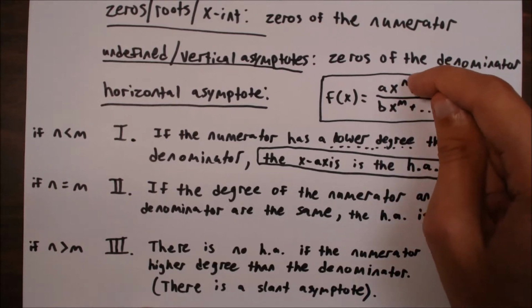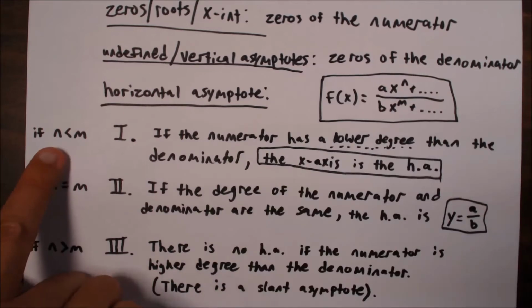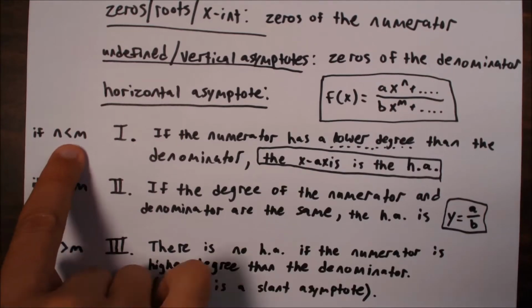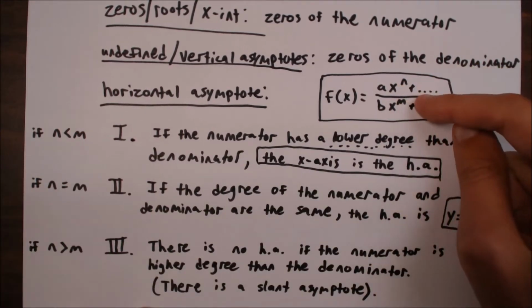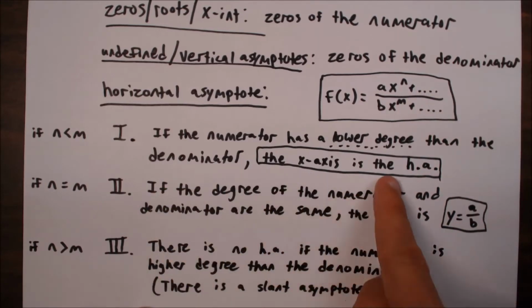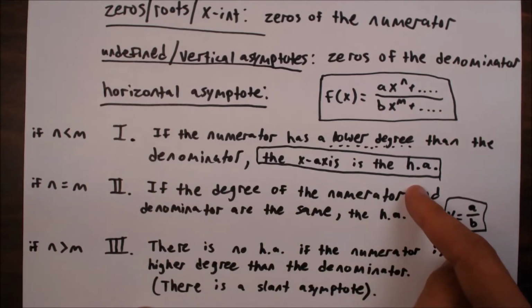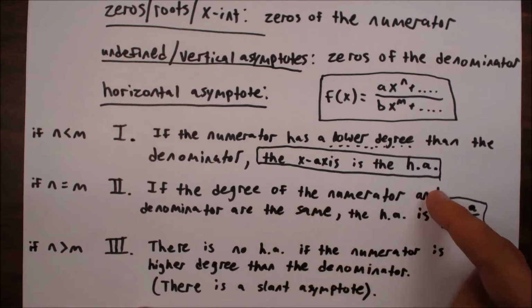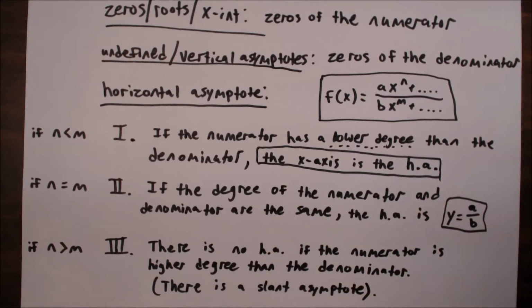If it's lower on the top, if N is less than M, if the numerator has a lower degree than the bottom, then the x-axis is the horizontal asymptote. You'll have a horizontal asymptote on the x-axis. And we'll graph some in a minute to see how this works.